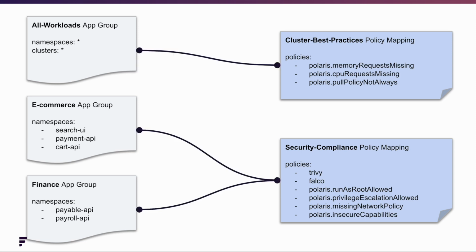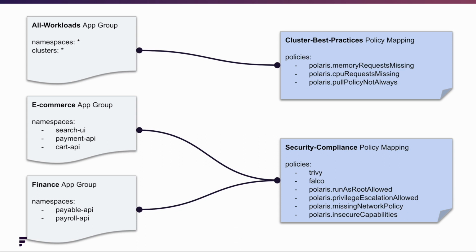With Insights, I can then associate a policy mapping with an app group. And you'll see here that that cluster best practices policy mapping is going to be associated with the all workloads app group, which again allows me to enforce a minimum set of requirements for all the applications and resources in my clusters. I then decided to associate the security and compliance policy mapping with the e-commerce and finance app groups because they are subject to some additional scrutiny from a security perspective, and I want to make sure that they are subject to those guardrails and policies.